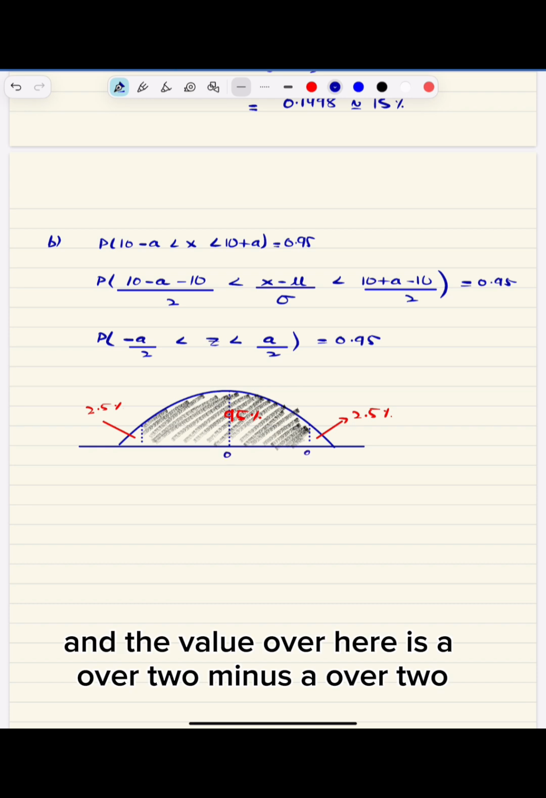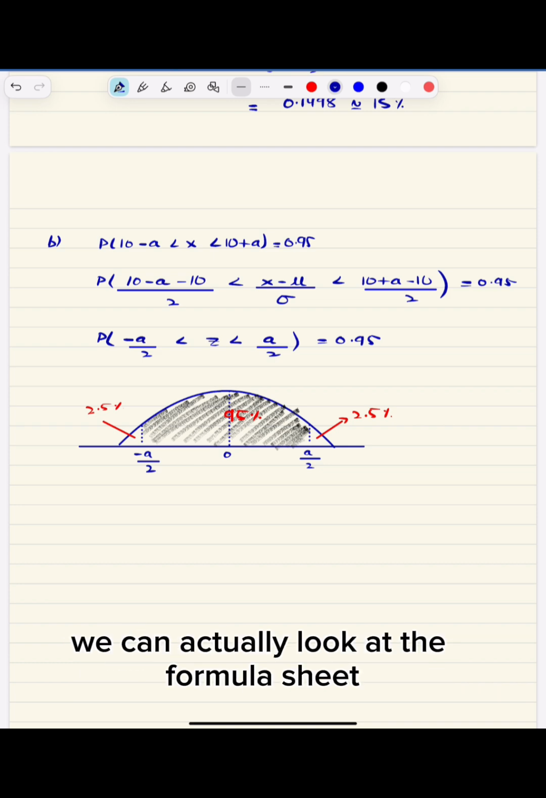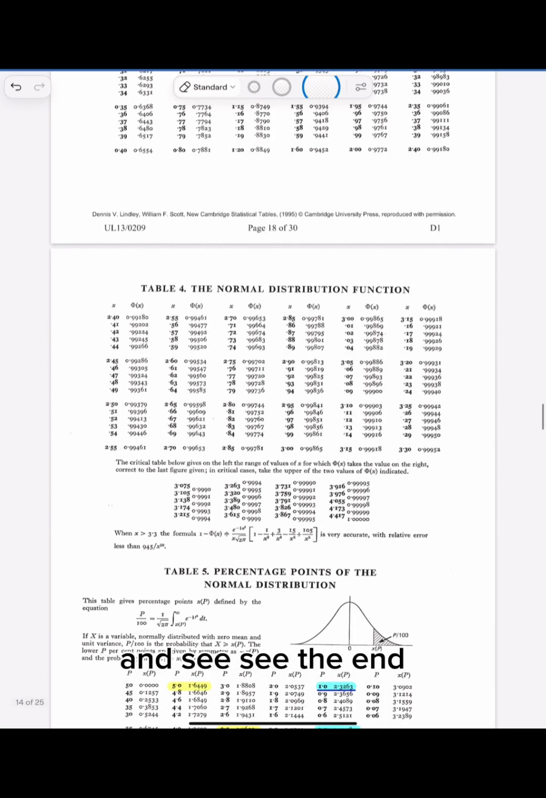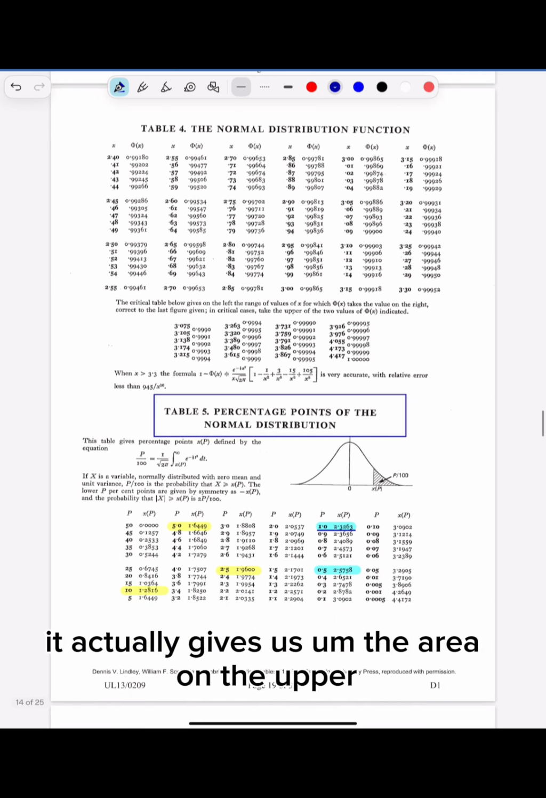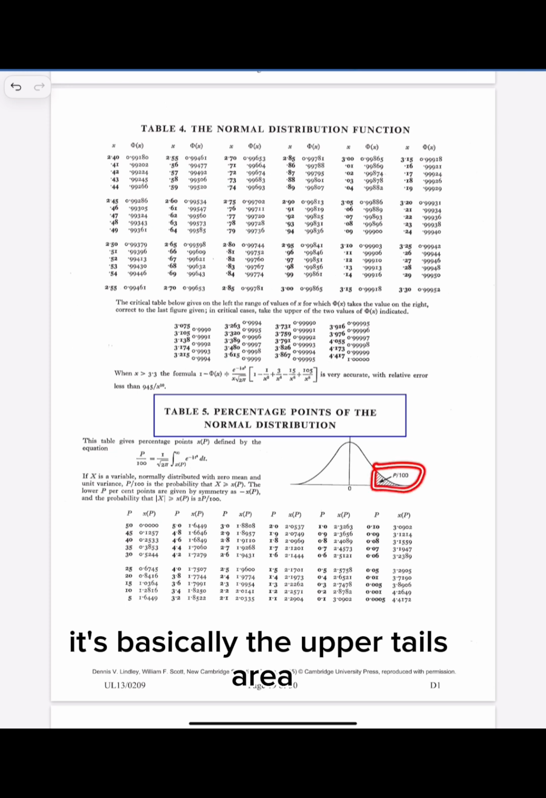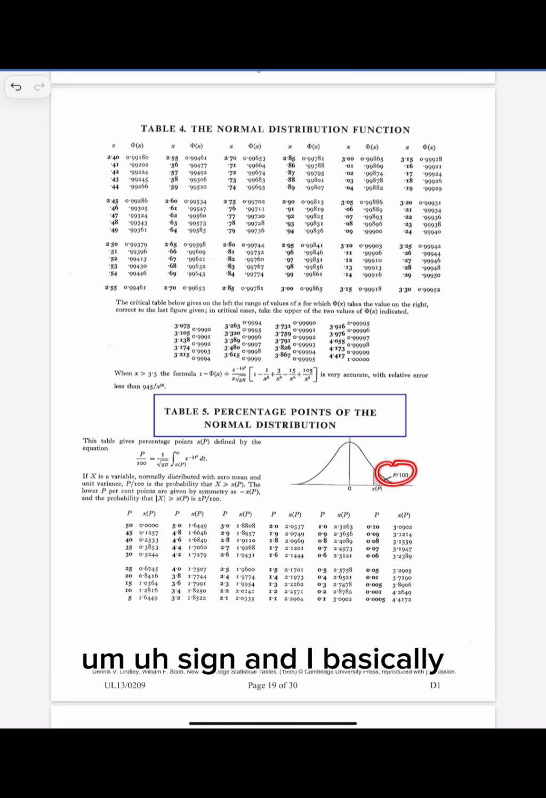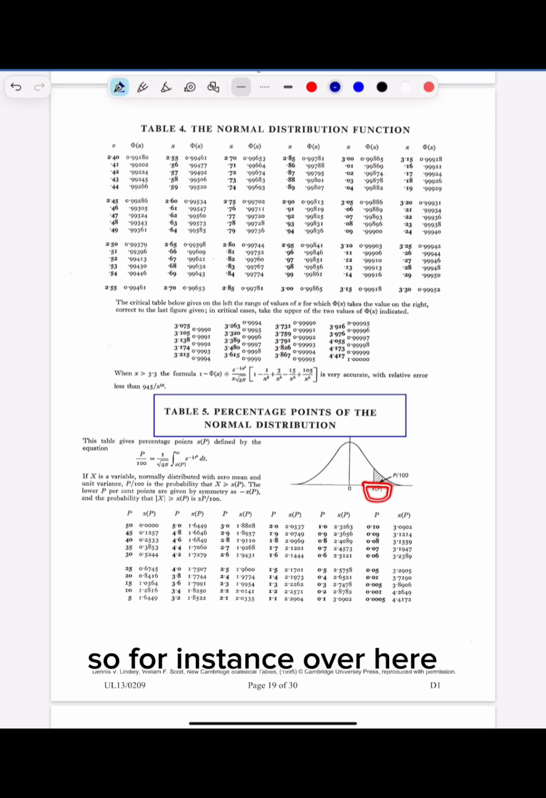And the value over here is a over 2 minus a over 2. Okay, so what we can do is look at the formula sheet, see table 5 actually, that'll be better. Table 5 gives us the area on the upper tail. It tells me the probability of the area assigned, and it's going to give me the value of x instead.